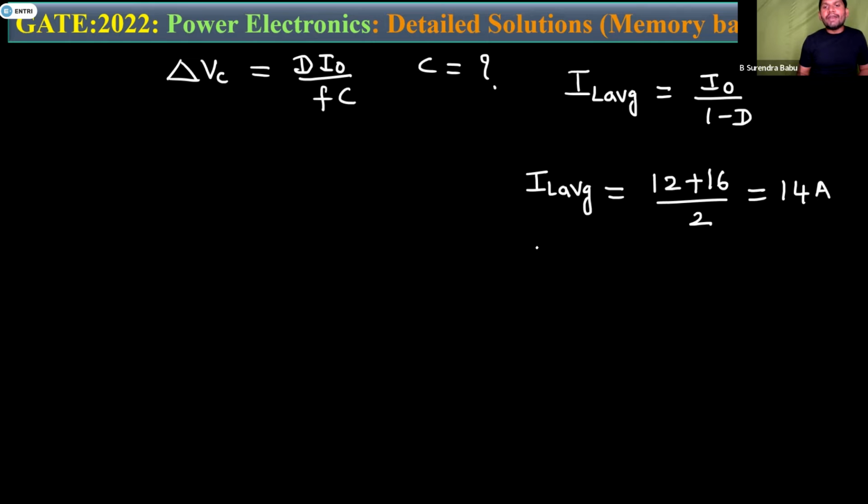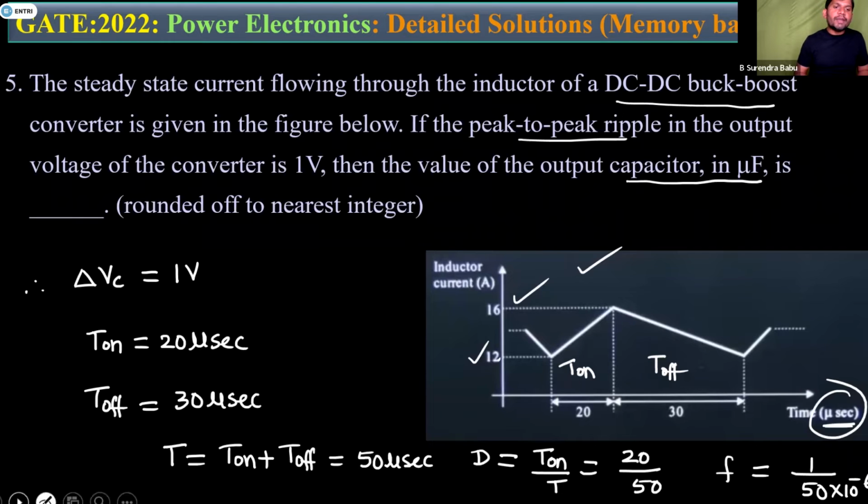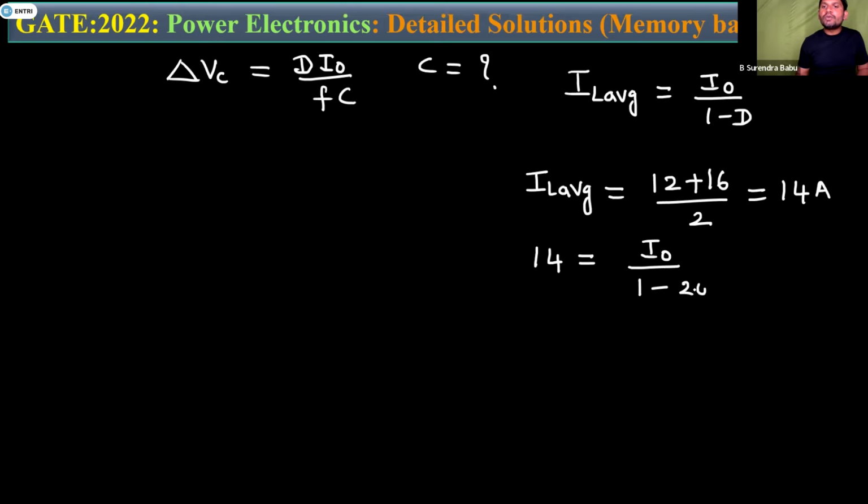Once you know the IL average, then 14 equals I naught by 1 minus D. How much did you calculate D, students? D equal to 20 by 50. You can substitute that here, 20 by 50. From this you can calculate I naught. Then how much I naught can you get? 14 into 30 by 50.